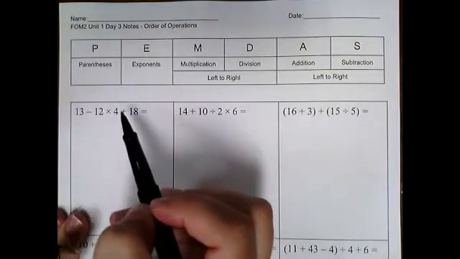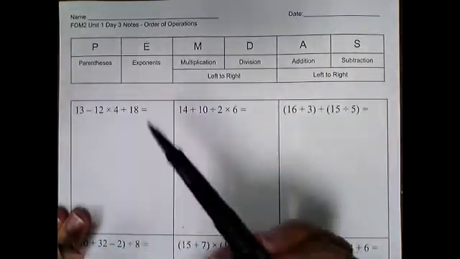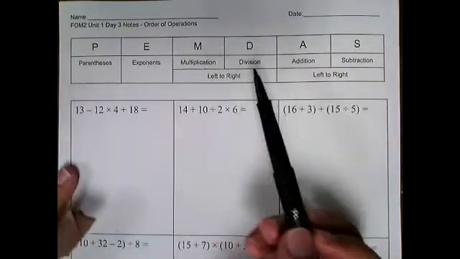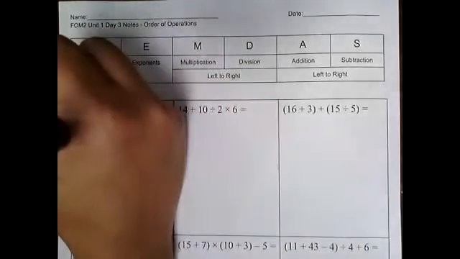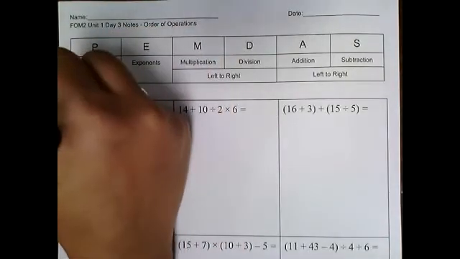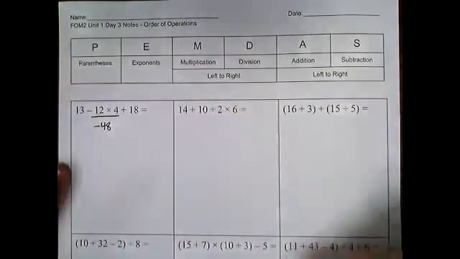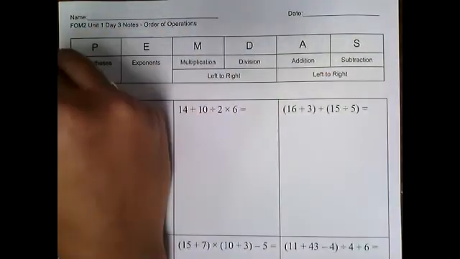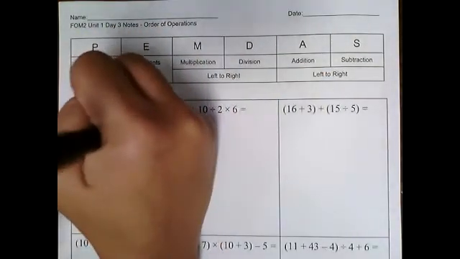13 minus 12 times 4 plus 18. We have no parentheses, no exponents. So I'm going to look for multiplication and division. I have multiplication first. I have negative 12 times 4. Negative 12 times 4 is negative 48. So now I'm going to copy down the rest of my problem. 13 minus 48 plus 18.